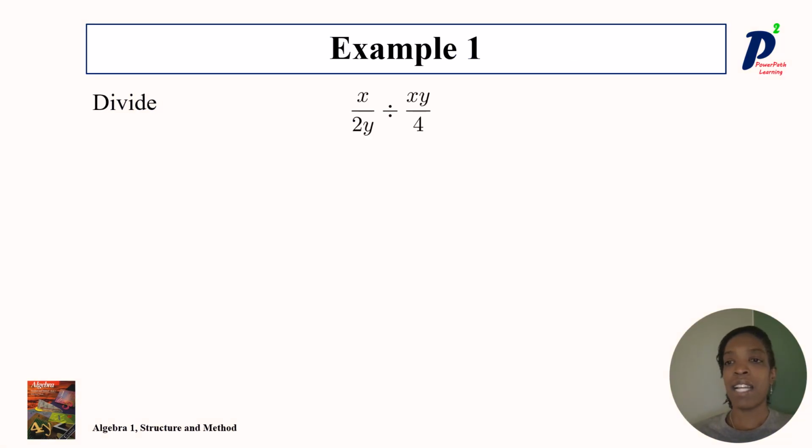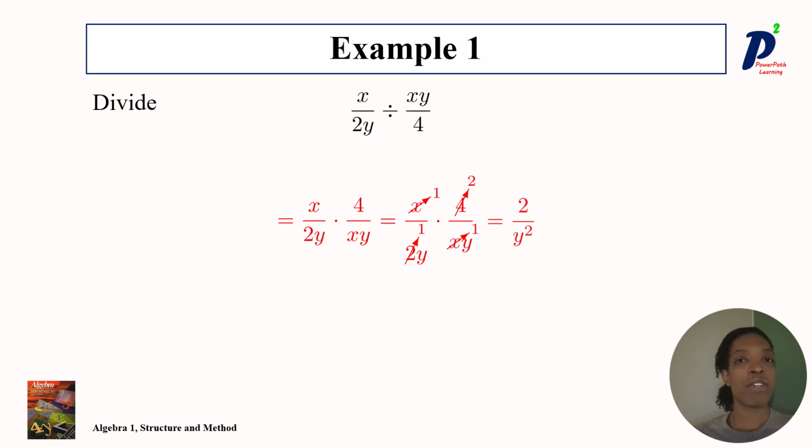Example 1, divide x over 2y divided by xy over 4. Okay, so first I'm going to multiply x over 2y times 4 over xy because that's my reciprocal. I'm going to do some canceling. I've got x's in both the numerator and the denominator, and my 4 and my 2 will cancel, and I end up with a simplified version of 2 over y squared. Easy peasy lemon squeezy.